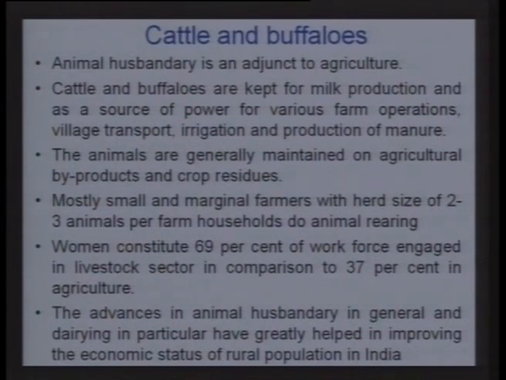Cattle and buffaloes, if we look at it, animal husbandry is an adjunct to agriculture. Cattle and buffaloes are kept for milk production and as a source of power for various farm operations, village transport, irrigation and production of manures. The animals are generally maintained on agricultural byproducts and crop residues.